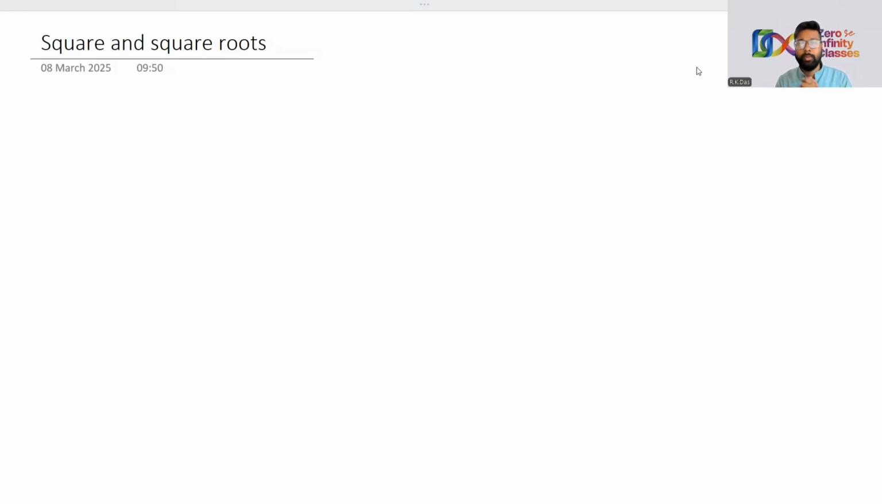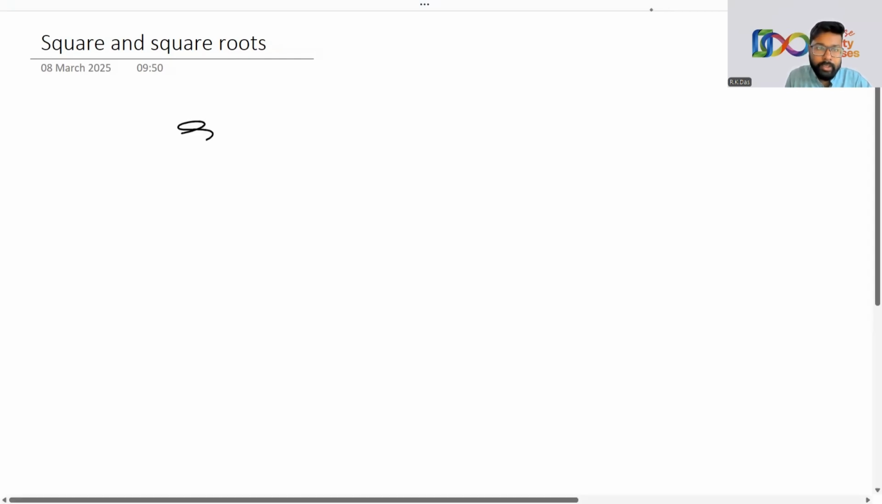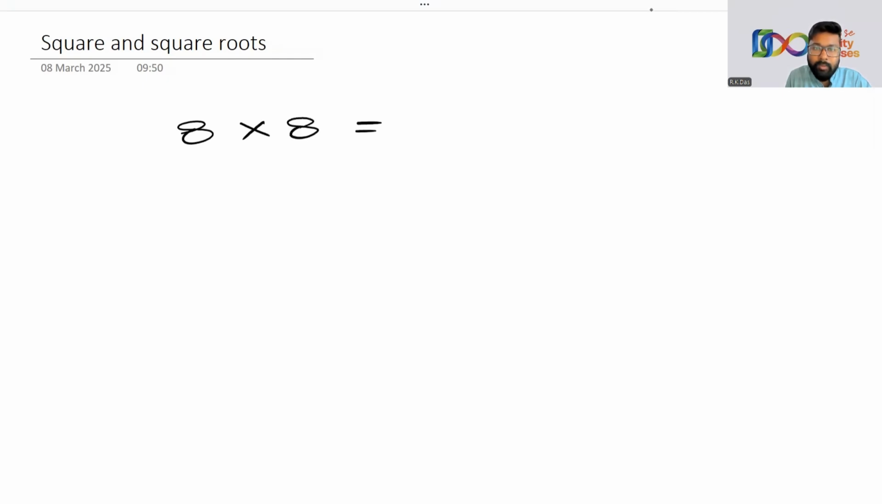Hello students. So in this class we are going to learn what square and square roots are. Suppose we have a number like 8. If you multiply 8 with 8, we will get 64. Similarly, if you multiply 9 with 9, we'll get 81. Whenever we multiply a number by itself, it is called the square of that number.